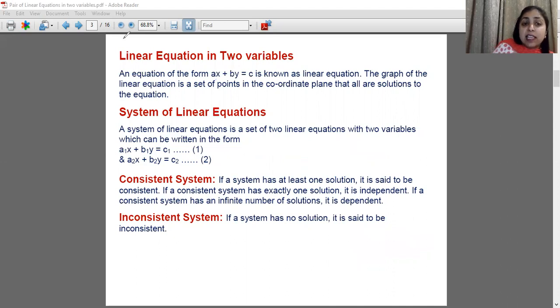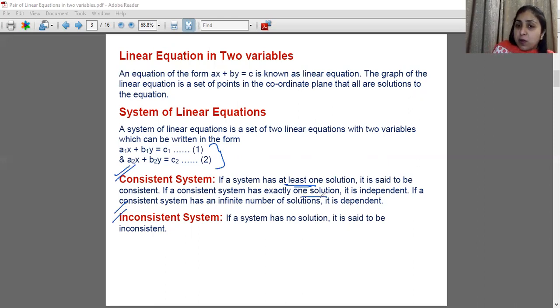Now, I'm saying that there are 2 equations, a1x plus b1y is c1, a2x plus b2y is c2. Now, come to the point: consistent and inconsistent system. What do you mean by consistent system? If a pair of linear equations has at least one solution, then it is known as a consistent system. But it can also have infinite solutions, not an issue.